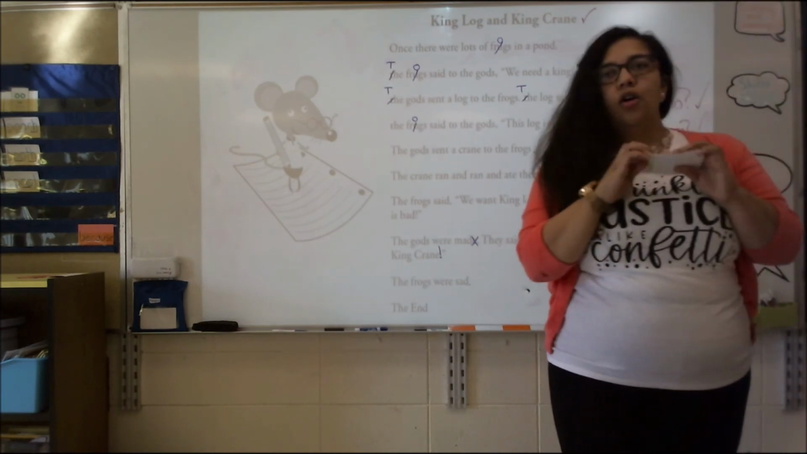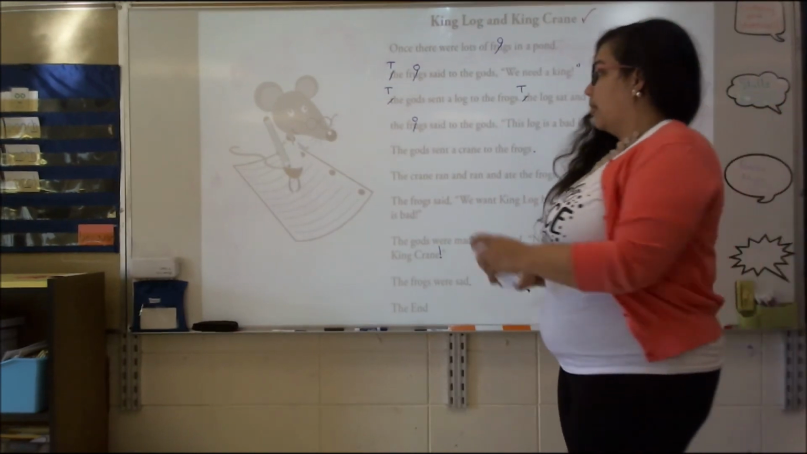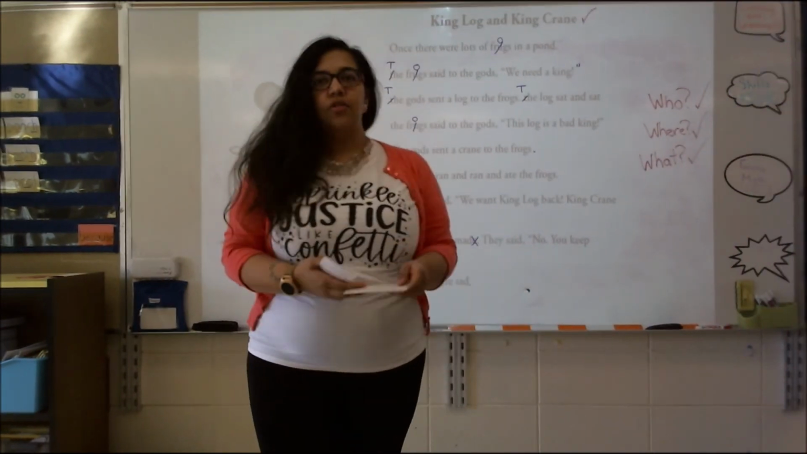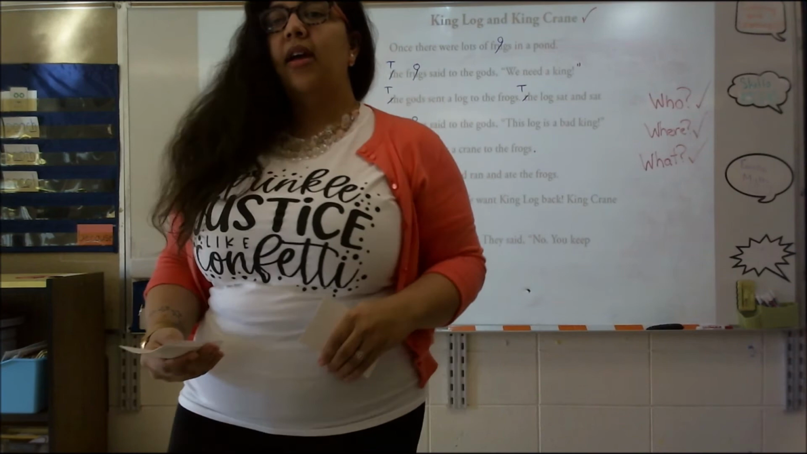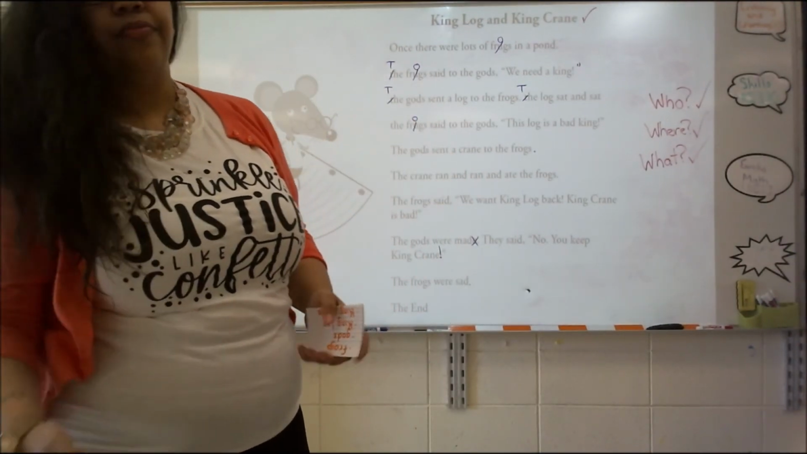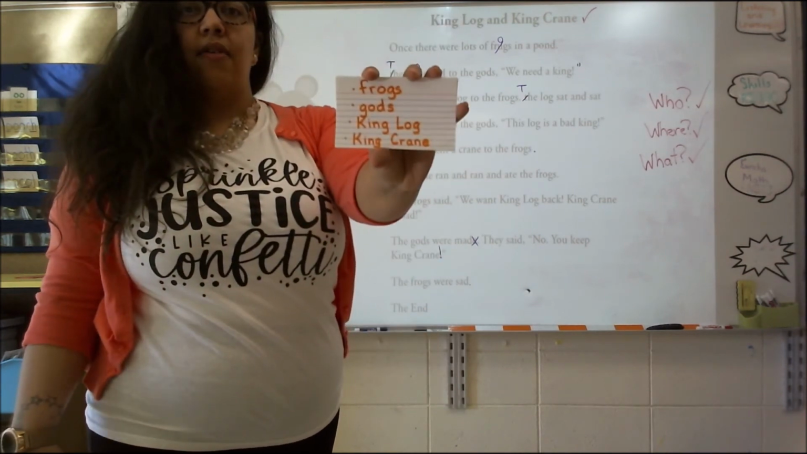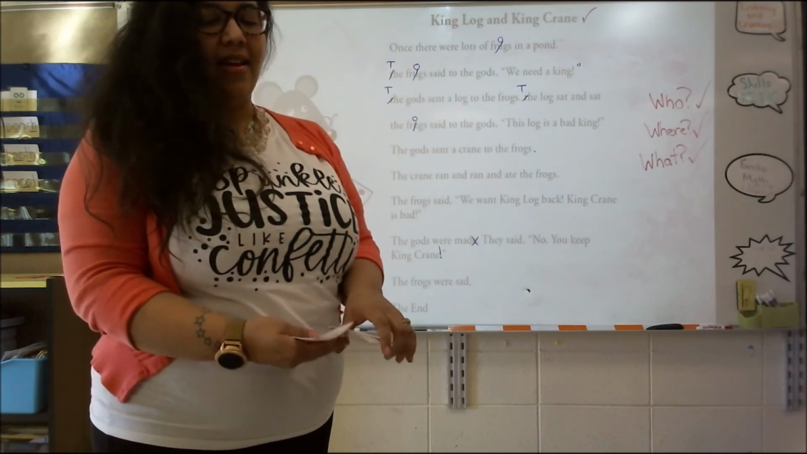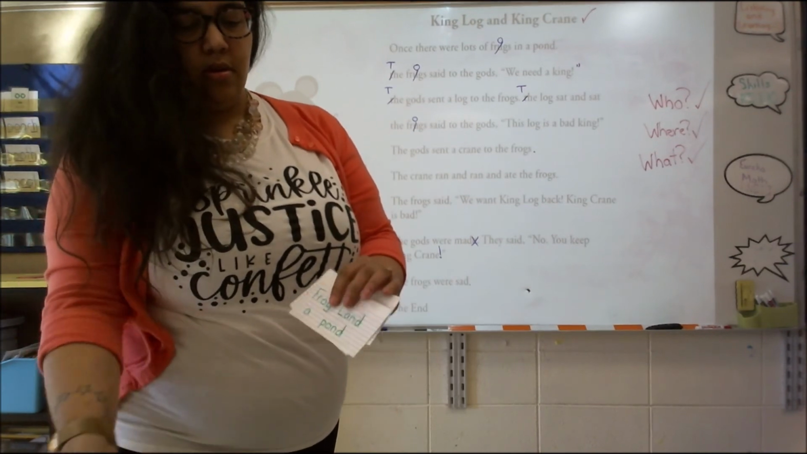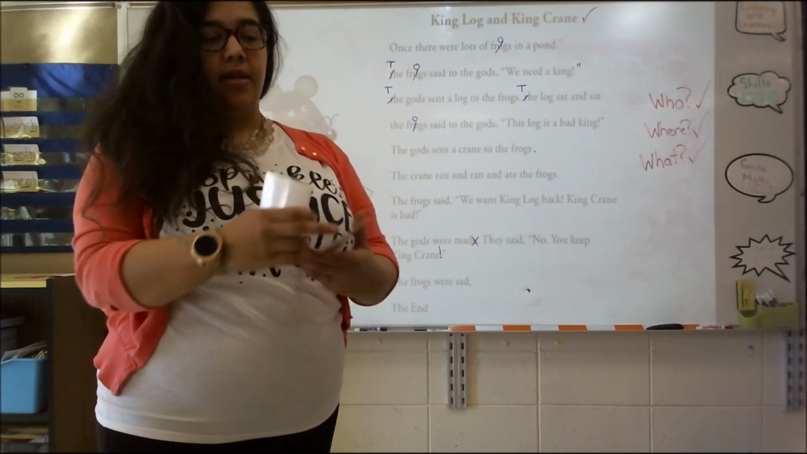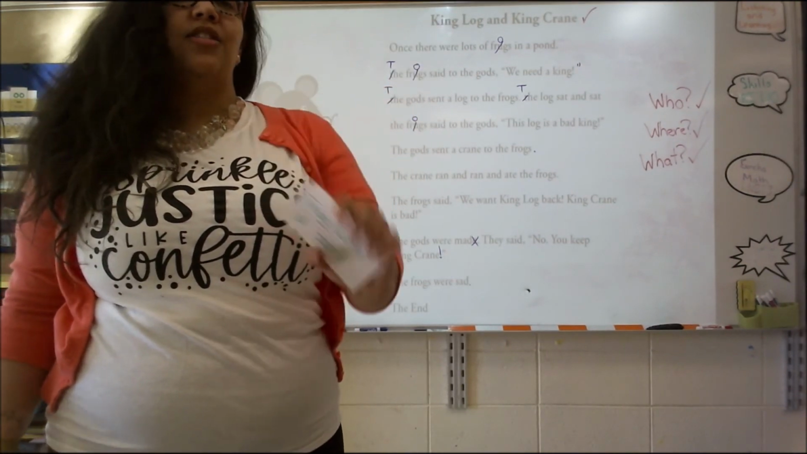So if I said, what is the title? Having read this draft, you can tell me that the title of this story is King Log and King Crane. Cool. What if I asked you, having read this draft, who was in this story? You could tell me frogs, gods, King Log, and King Crane. Excellent. What about if I asked you, where did the story take place? Okay, good. Mr. Mouse said a pond, and we also know the proper name of that pond is Frogland.